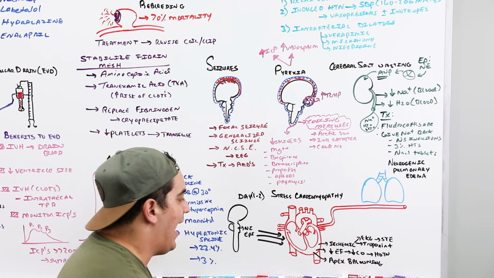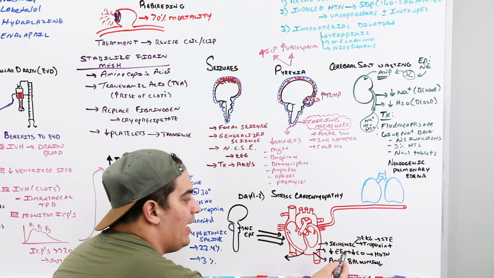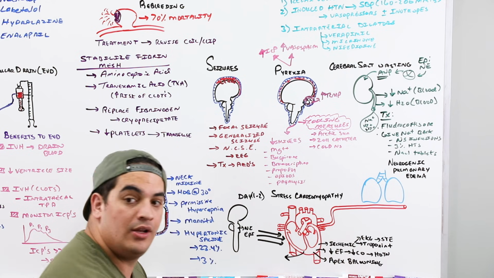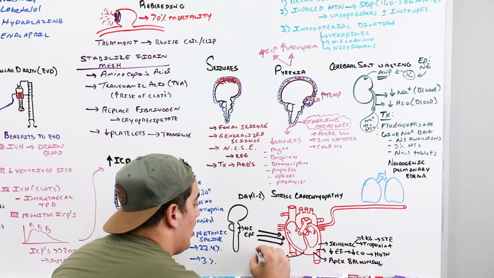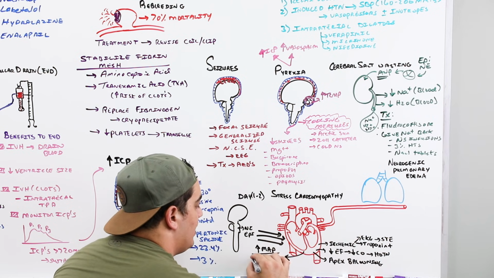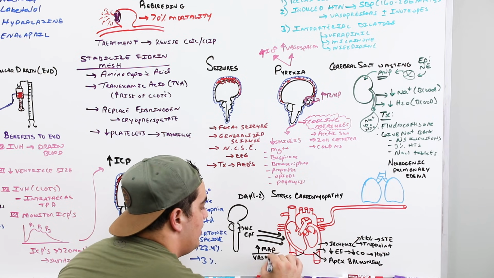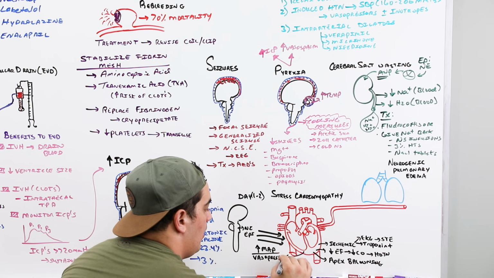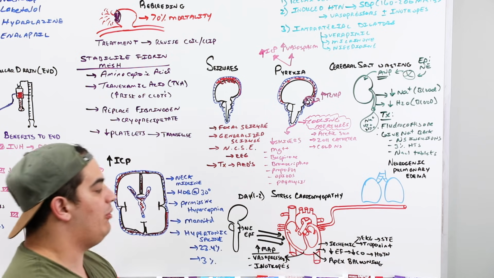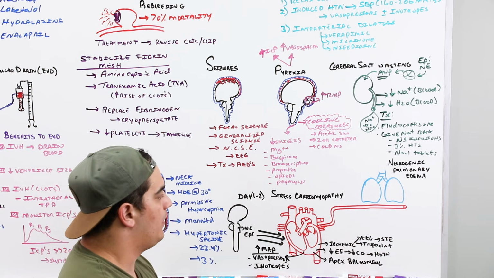How do I treat that? Well, I treat this by giving medications that'll actually increase the cardiac output, because the problem is I can become hypotensive. So how do I do that? I give them things that'll actually increase their MAP or their cardiac output. So I can give them things like vasopressors or inotropes. So things like norepinephrine, dobutamine, milrinone, so on and so forth.